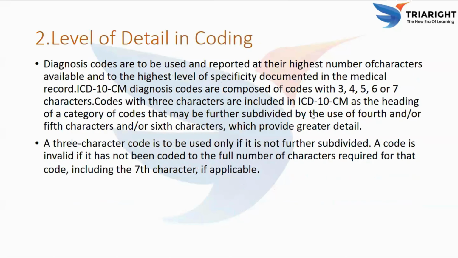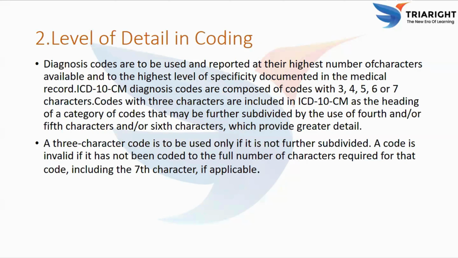Coming to the second step, the level of detail in coding. What does it mean? Always use the most specific code possible. ICD-10 codes can have 3 to 7 characters, right? The more the characters, the more specific will be the diagnosis. So the breakdown of the codes: the 3 character codes or category codes. For example, Z45 is for asthma. So it's a general category.